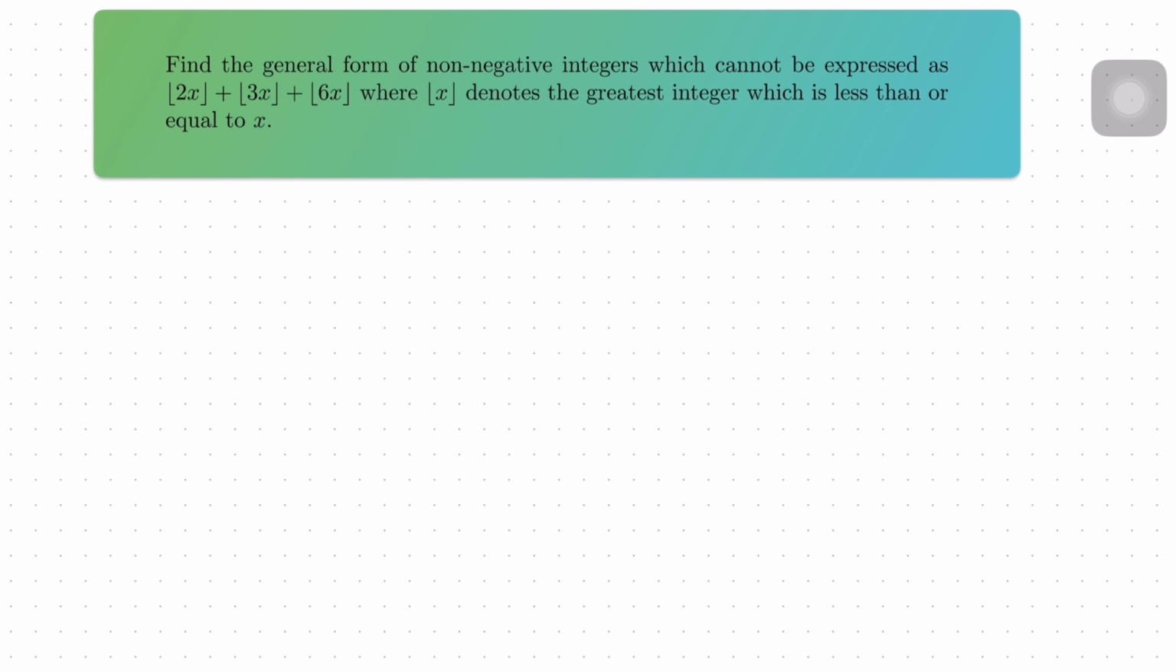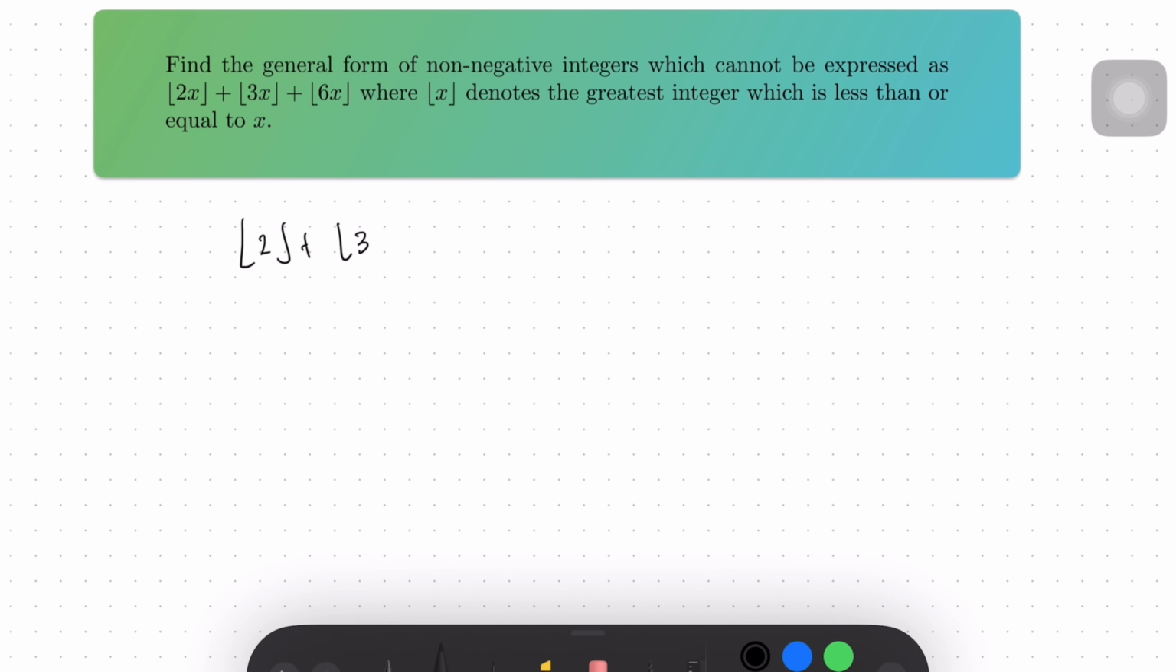Here's another problem involving floor functions. In this problem, we are asked to find the general form of non-negative integers which cannot be expressed as the floor of 2x plus the floor of 3x plus the floor of 6x. We can work out a few examples. For example, if x is an integer, let's say x equals 1, we get the floor of 2 plus floor of 3 plus floor of 6, and that's 11.